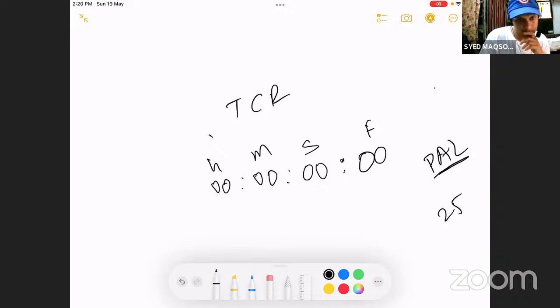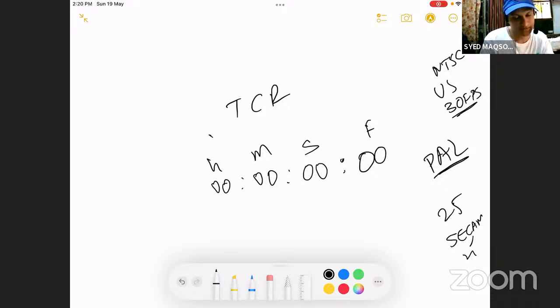If it is America, the US, they use NTSC. How many frames per second do they use? 30 frames per second. You are correct, sir. PAL and SECAM also use 25 frames, but only NTSC, the American countries, use the NTSC standard, and they use 30 frames per second. In the previous class, we discussed this.